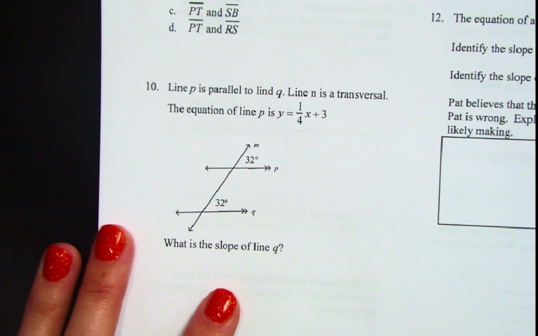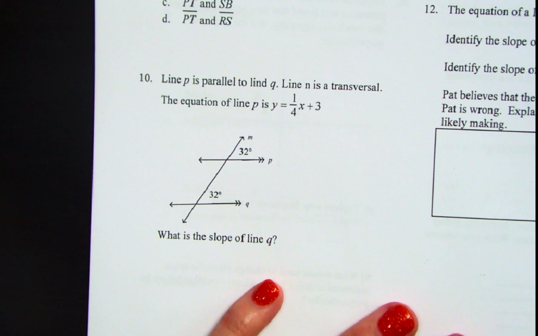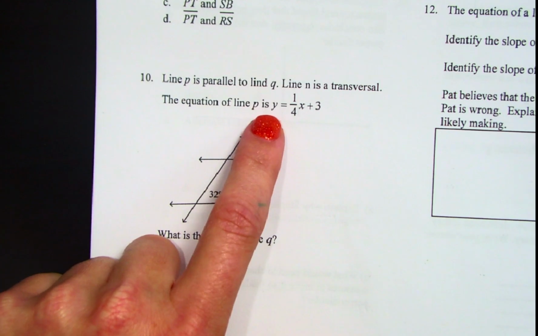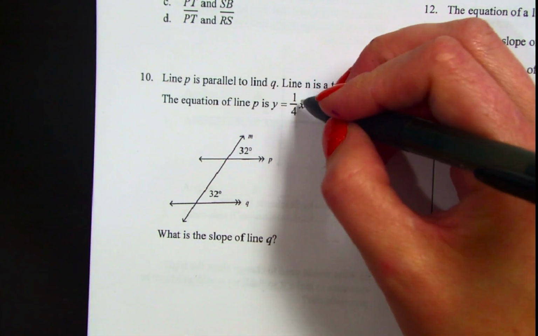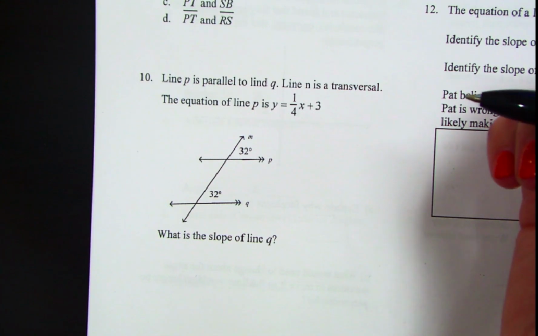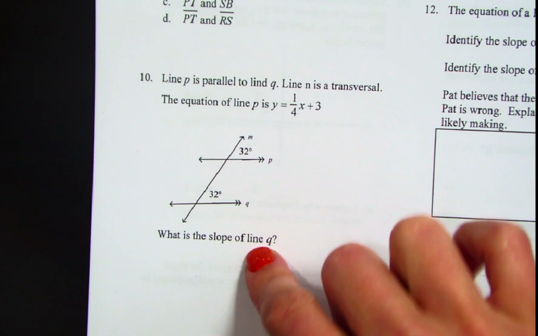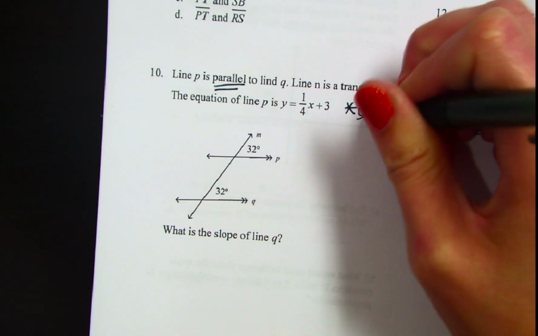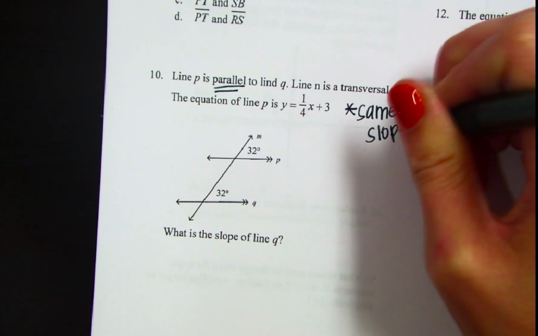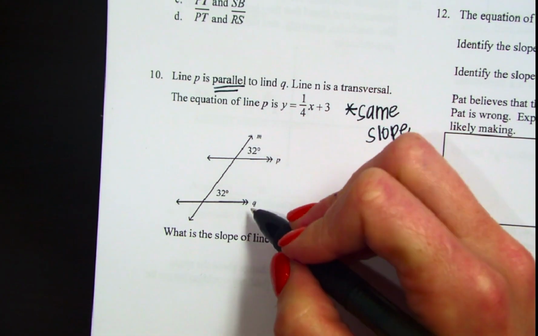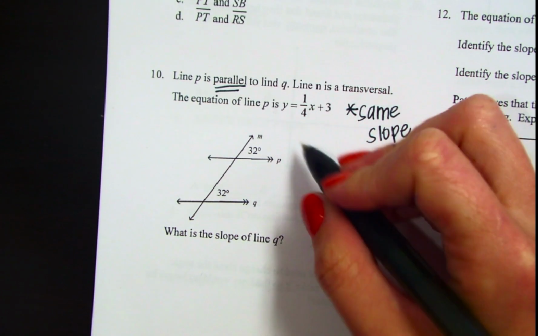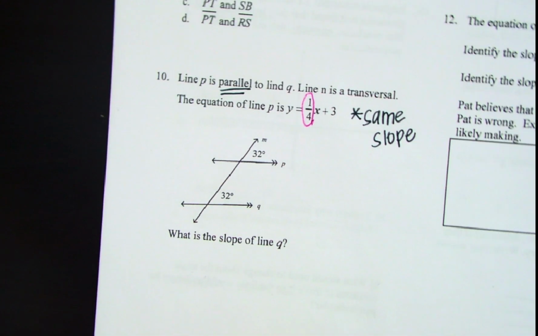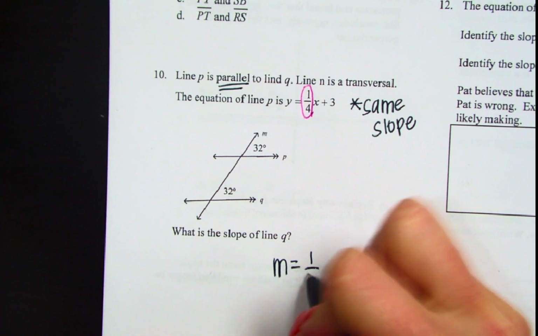Number 10, line P is parallel to line Q, and line N is a transversal. We have the equation of line P, y equals 1/4 x plus 3. They want us to find the slope of line Q. So since they're telling us that these lines are parallel, we know that parallel lines have the same slope. So whatever my slope is for line P, it has to be the same slope as line Q. So since my slope in line P is 1/4, then my slope in line Q must also be 1/4.